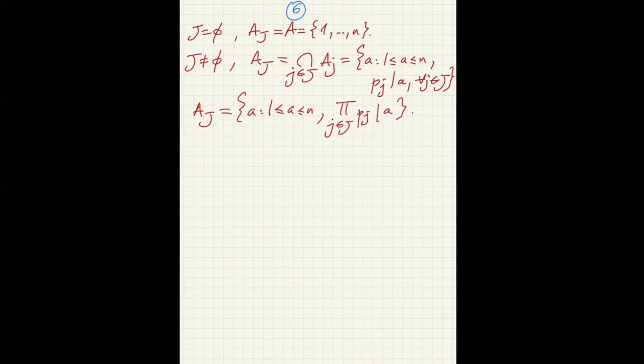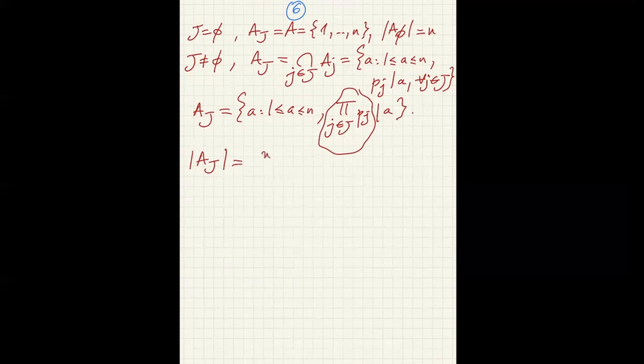Okay, so that's how it works. Before we do anything, we have to deal with the cardinality of AJ. And here on top, the cardinality of the empty set case is n. The cardinality here of AJ is going to be the number of all A's which are divisible by this number here, which is a divisor of the number n, and so this will be n divided by that number.